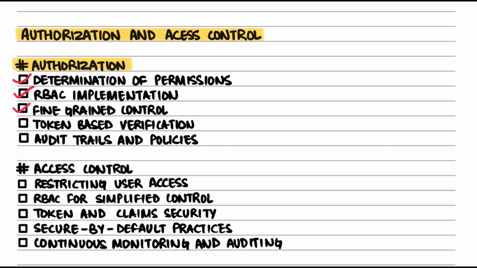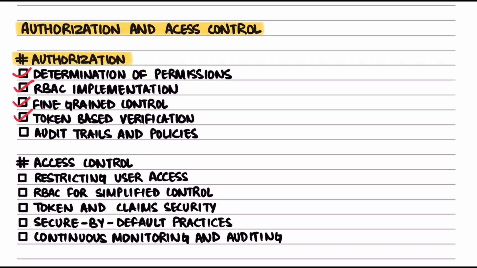Fine-grained control. Fine-grained access control provides a detailed and precise approach to permissions. It allows administrators to define specific actions that users or roles can perform, offering a more nuanced and tailored level of control over the application's functionality.